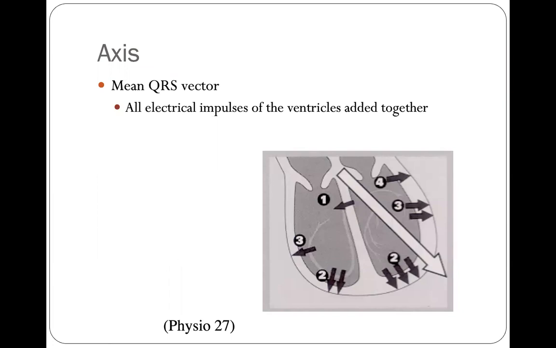Okay. So this might be something that you might see in the heart where you have all these different directions, 1, 2, 3, 4, all of these different ones are all different directions that you see. But we're looking at the average of everything together.